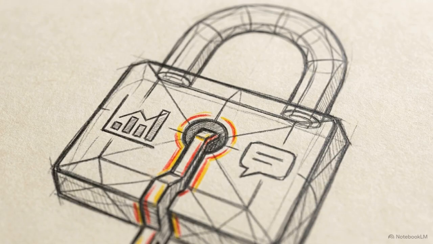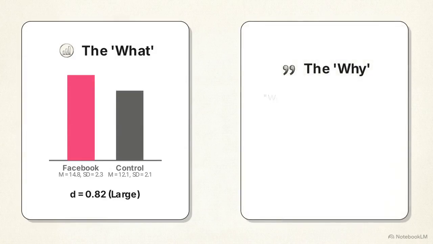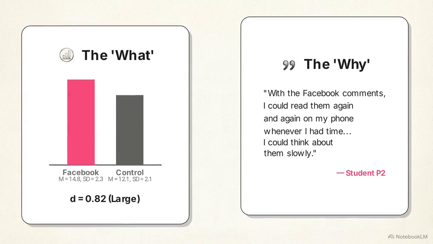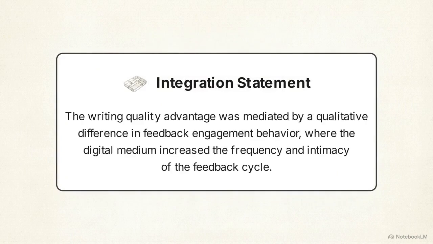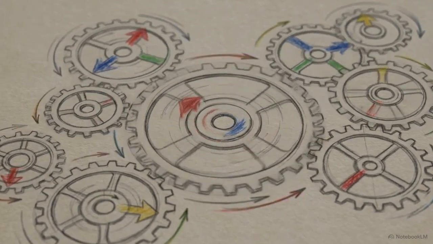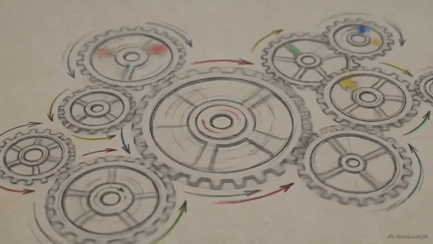In a mixed method study, you must lock these statistics and quotes together through a process called integration. This bar chart shows the Facebook group improved significantly more. It answers the what. The interview data reveals the mechanism. Students accessed feedback anywhere. This answers the why. Finally, draft an integration statement using the why mechanism to explain the what statistical outcome. Integration occurs perfectly when your qualitative phase successfully exposes the hidden behavioral machinery that generated your quantitative results.